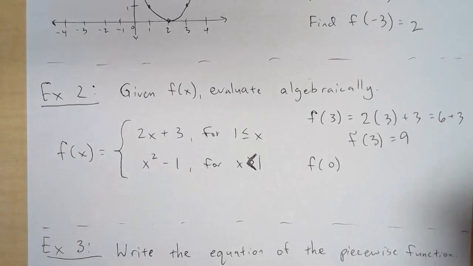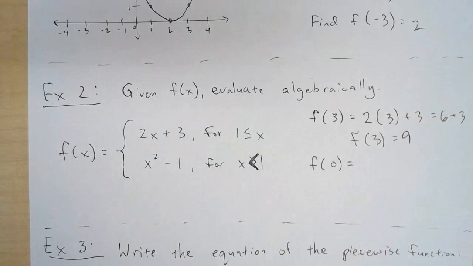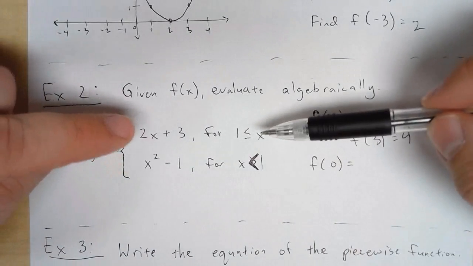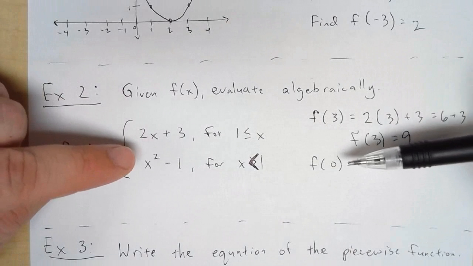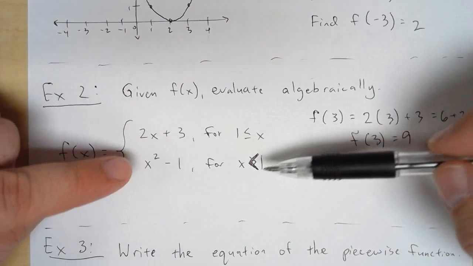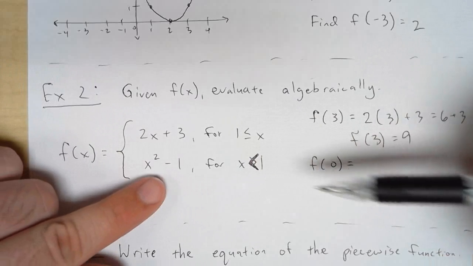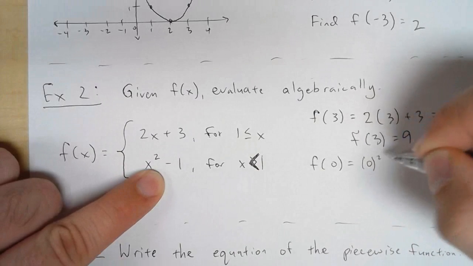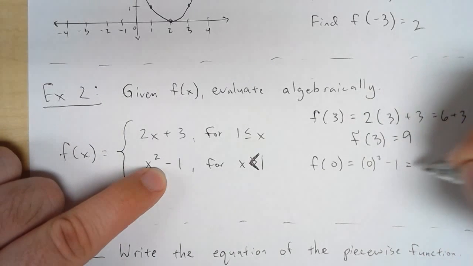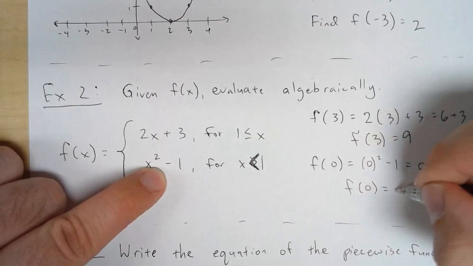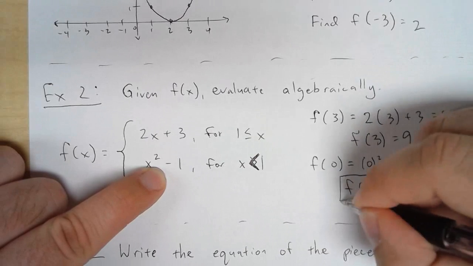Alright, not too bad. Okay, let's look at f of 0. Again, we've got to check for our input value, for our domain, which equation is governed by f of 0. So 0 is definitely not bigger than 1, which says that 0 is less than 1, which says we're going to use the second equation. So we're going to say f of 0 is 0 squared, replace the x, minus 1, which gives us 0 minus 1, which says f of 0 is ultimately equal to -1.